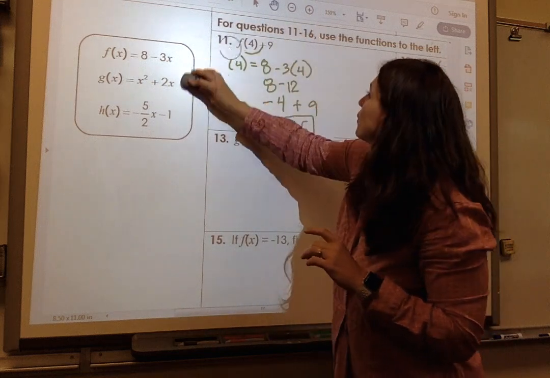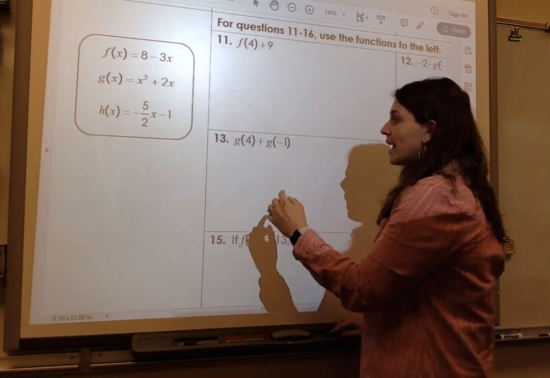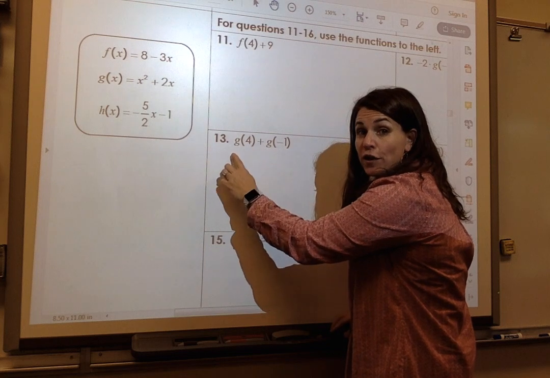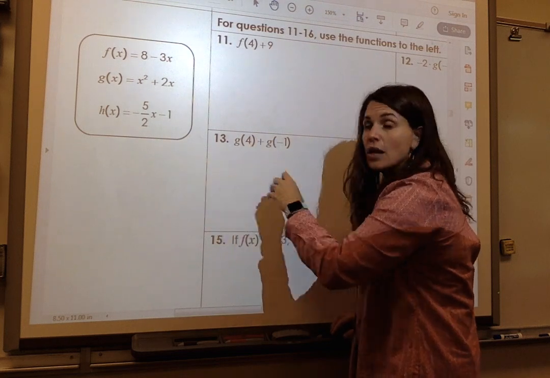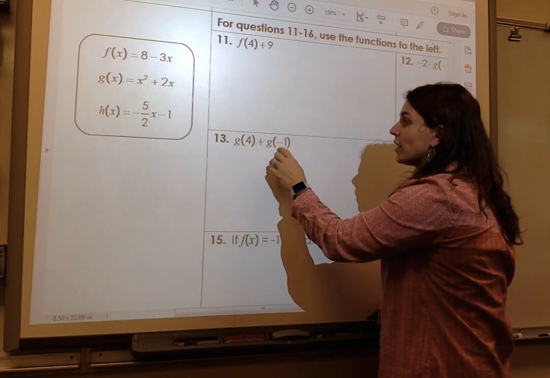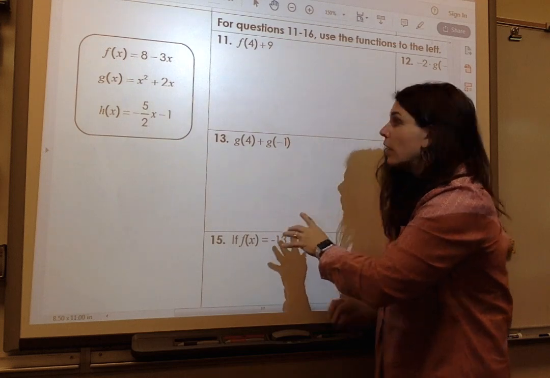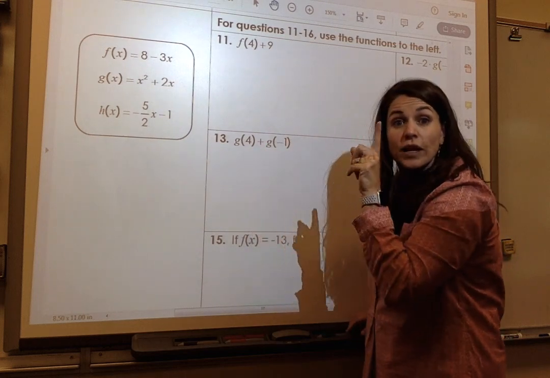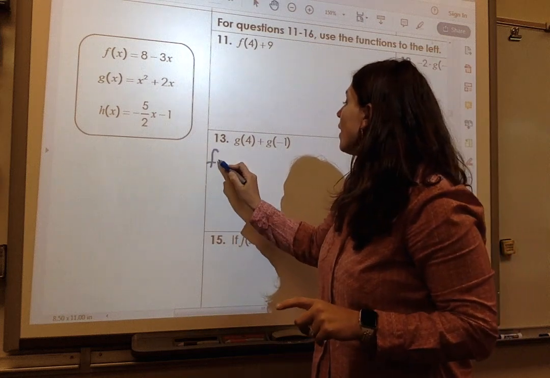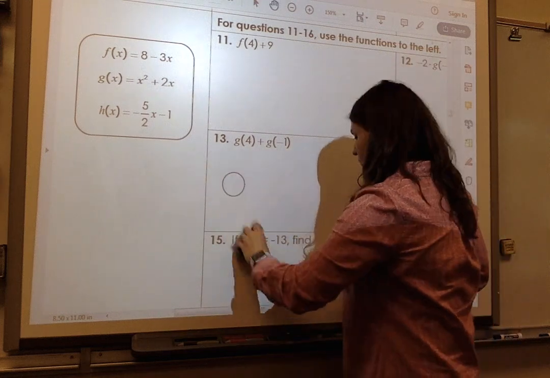Let's look at number 13. So now it's saying you're going to evaluate my g function at 4. You're going to get an answer. You're going to evaluate my g function at negative 1. You're going to get an answer. And then we're going to add them together. So let's do that.